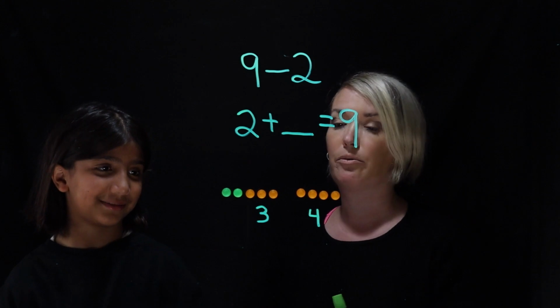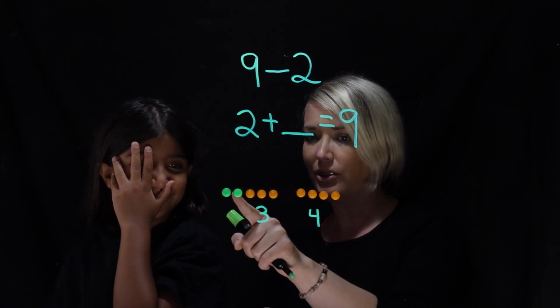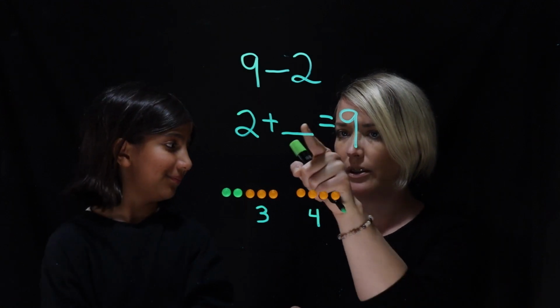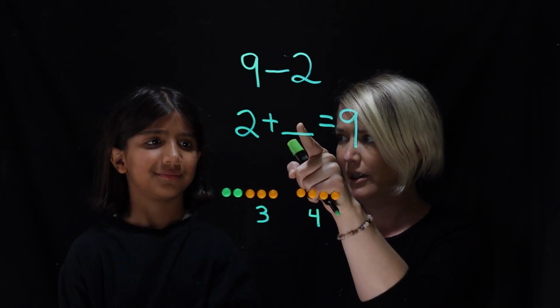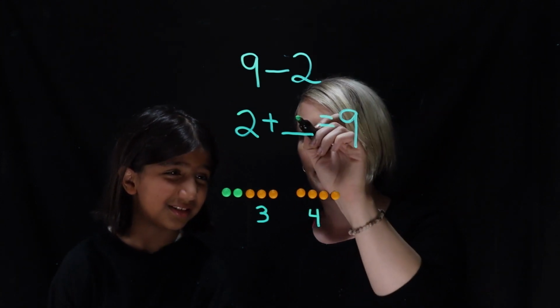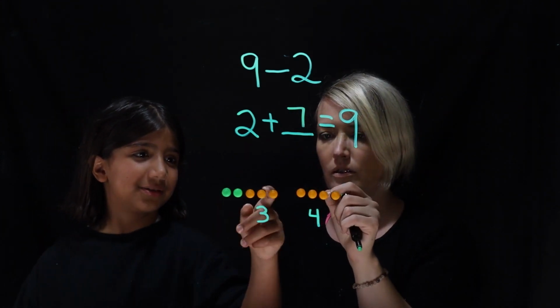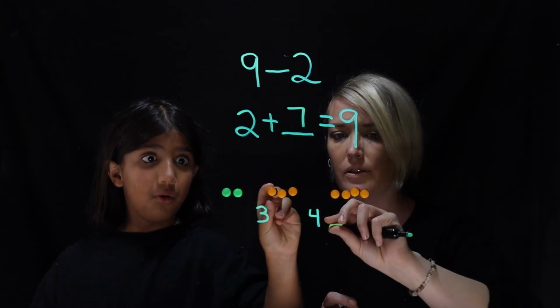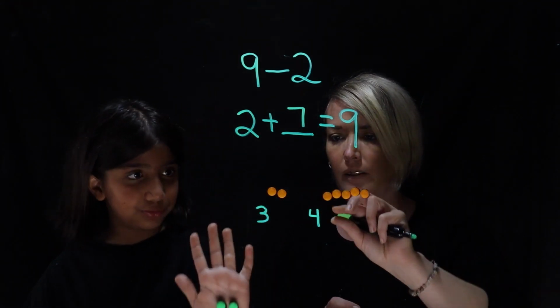Okay, but we started off with 2 and we added these orange ones because we were figuring out 2 plus what equals 9. So what should I write here? 7. Okay, because there's 7 here. So look. Boom. Yeah, if we can move this over. Boom.